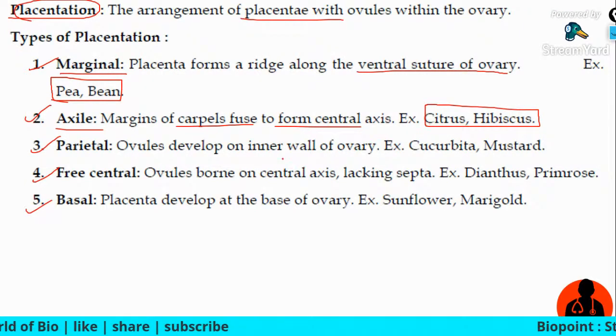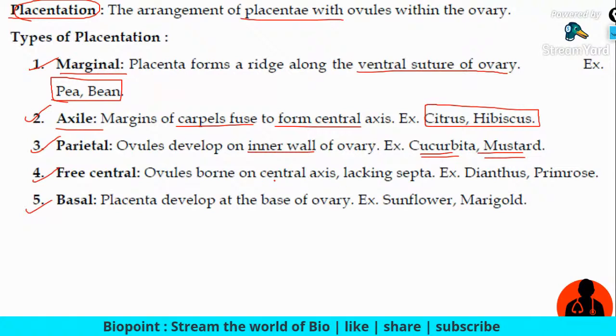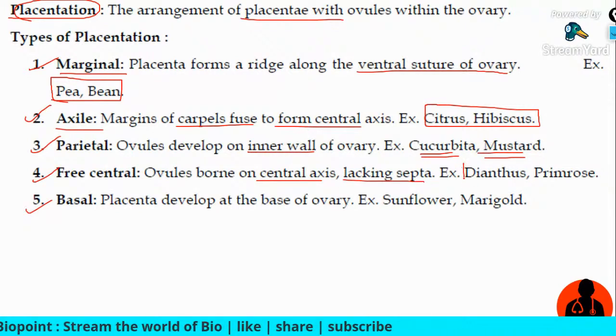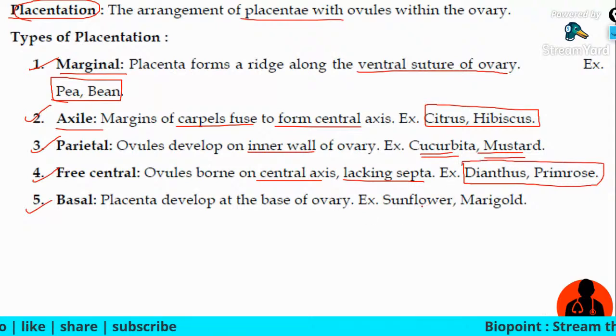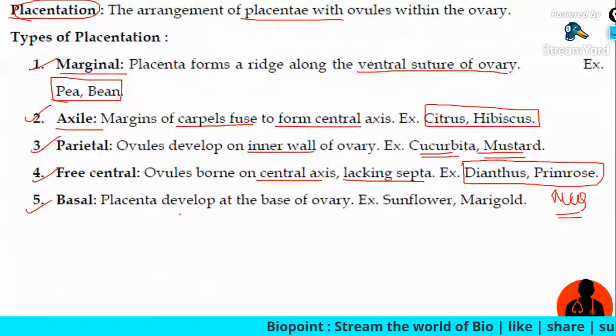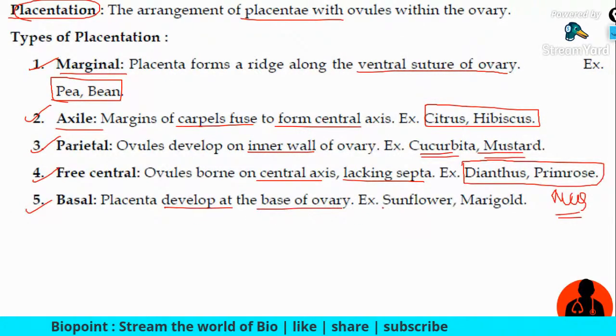Parietal placentation: ovules develop on the inner walls of the ovary. For example, cucurbita, mustard. Free central placentation: ovules borne on the central axis lacking septa. For example, dianthus and primrose. Very important. Dianthus and primrose and all are very important. Basal: the placenta develops at the base of the ovary. Sunflower, marigold.